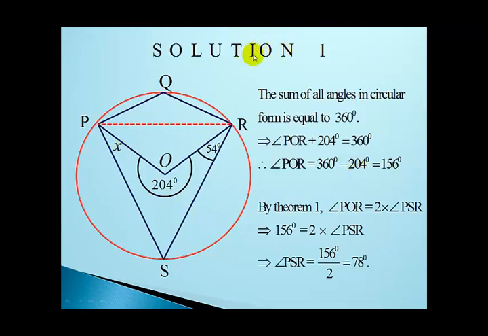Now, solution. PR is a chord. Take note that we have to find the value of X. We have to find the angle X. Now, the sum of all angles in a circular form at the center is equal to 360. So if you want to know the angle POR, you have to subtract 204 degrees from 360, because the sum is equal to 360.